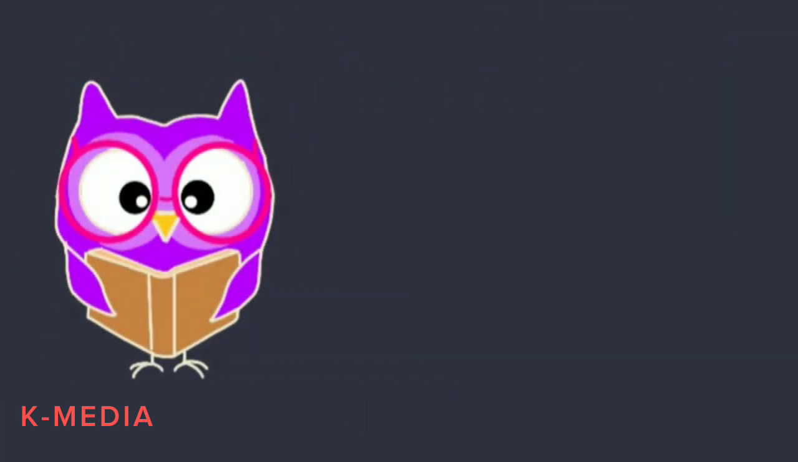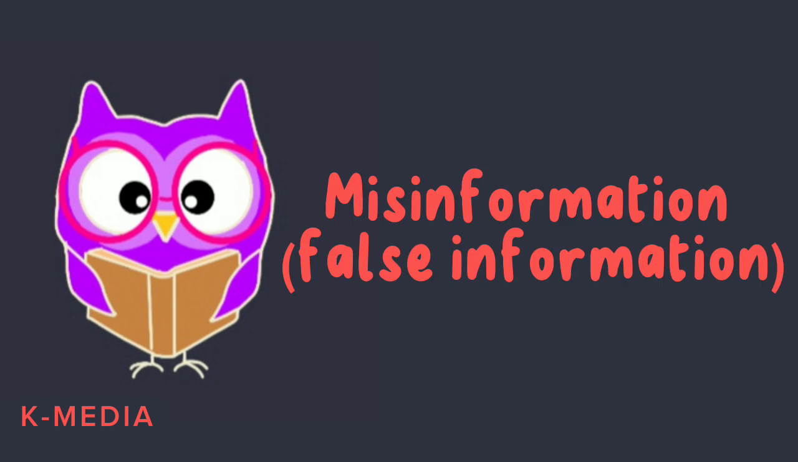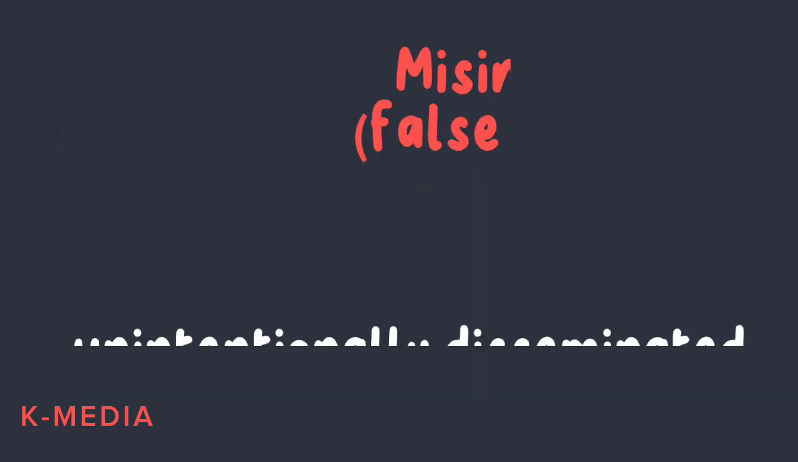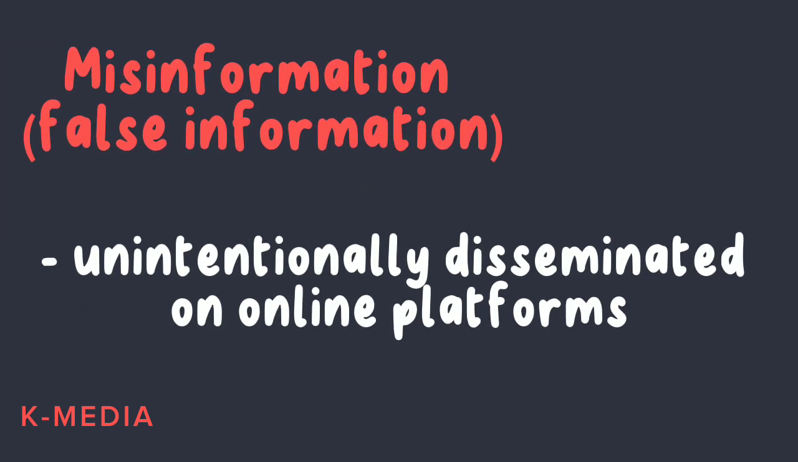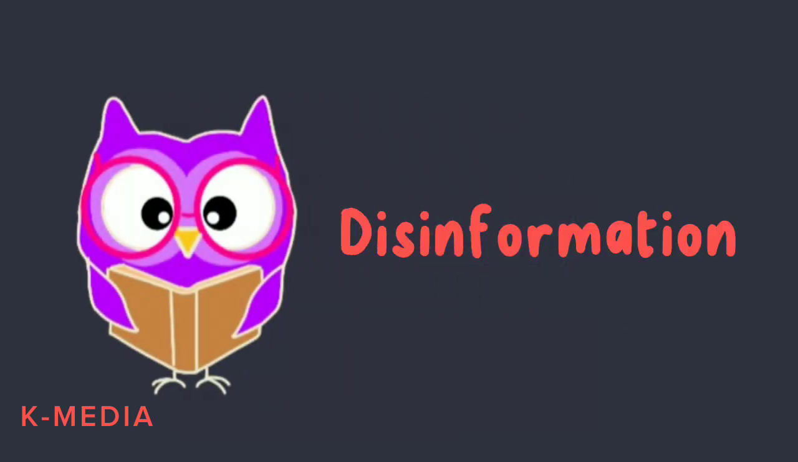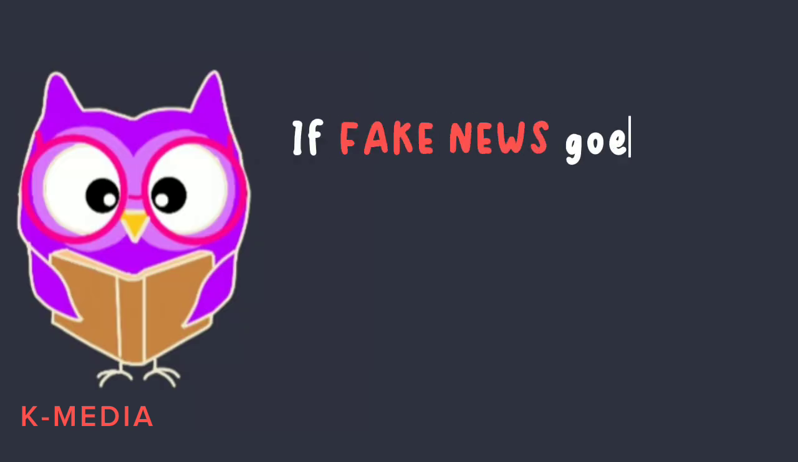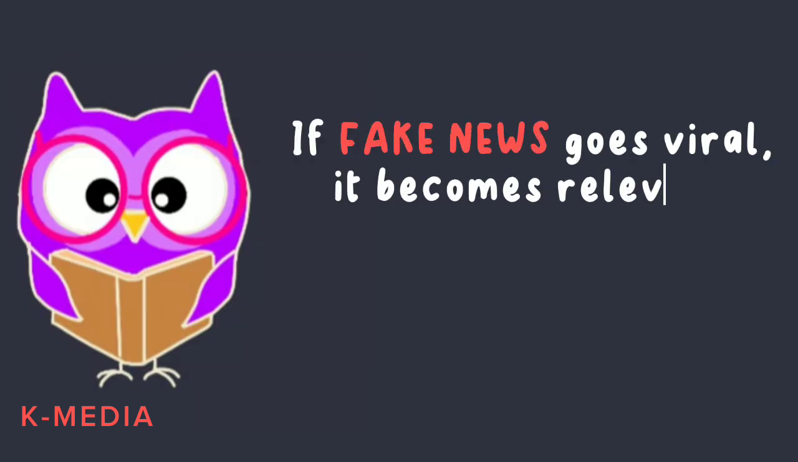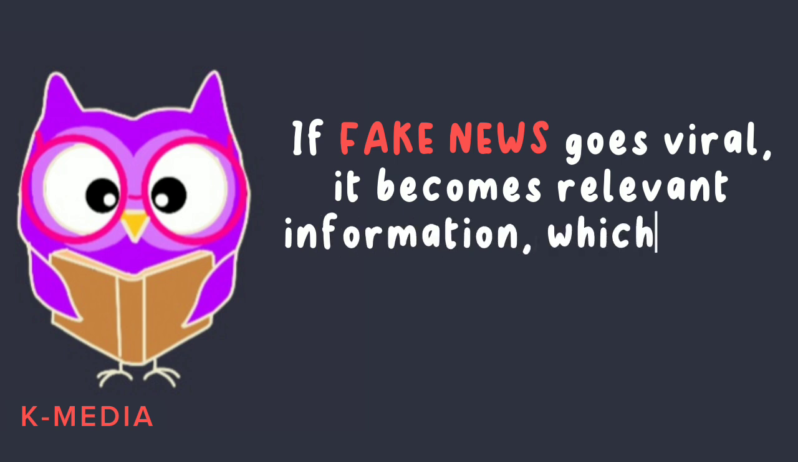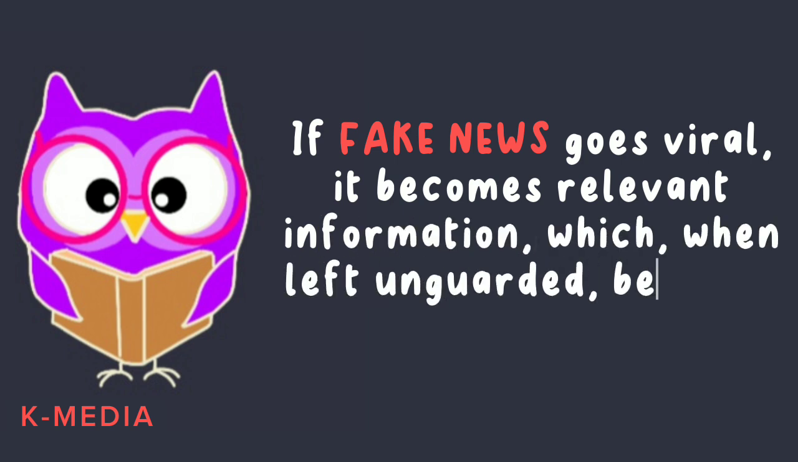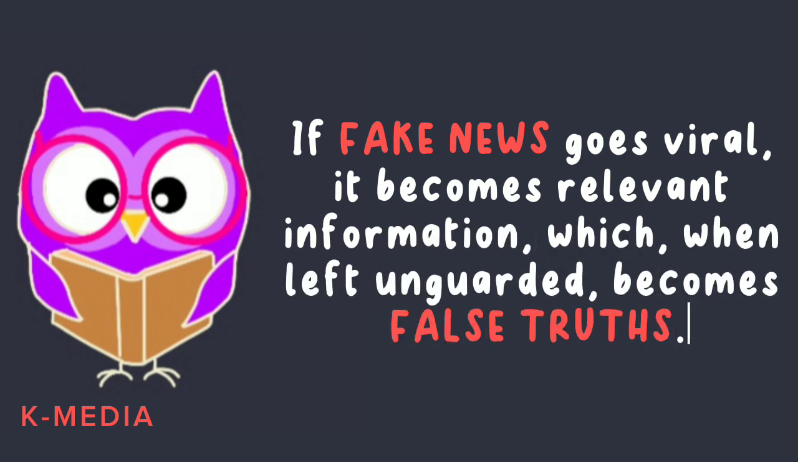categorized into two: misinformation, or false information, which is unintentionally disseminated on online platforms, and disinformation, or information intended to convince online users to favor a group or individual's political perspective. If fake news goes viral, it becomes relevant information, which, when left unguarded, becomes false truths.